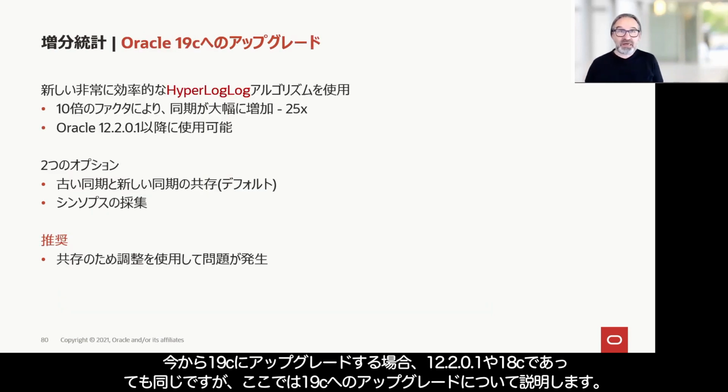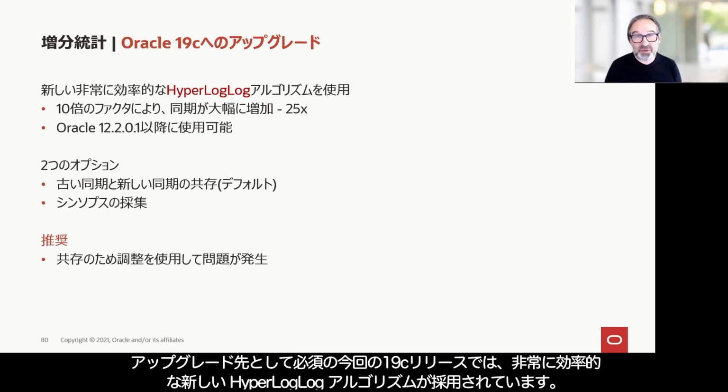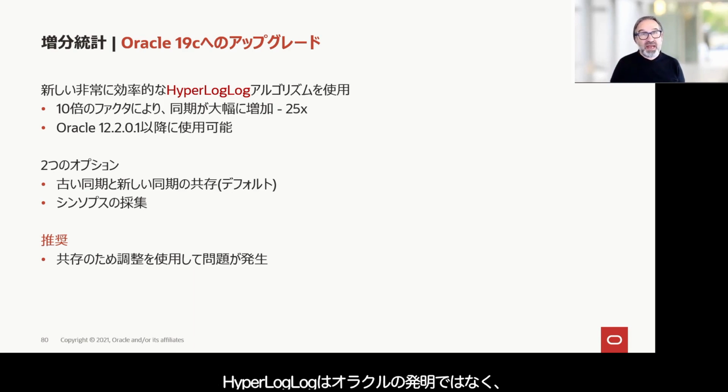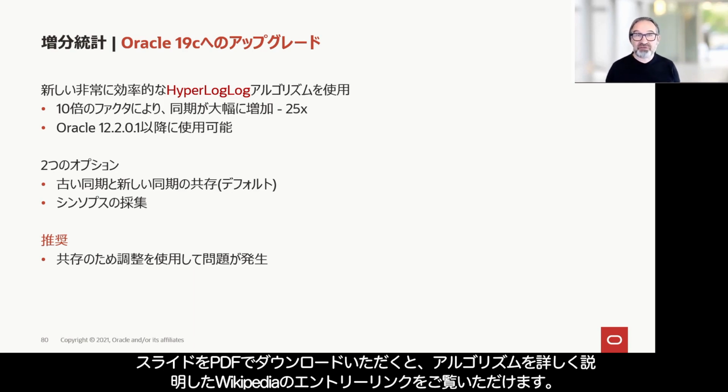When you upgrade now to 19c, the same would apply to 12.2.1 and 18, but we talk about upgrades to 19c because this is the release you all need to upgrade to. Then we have now the new, highly efficient HyperLogLog algorithm. And HyperLogLog is not an invention from Oracle. It's a known algorithm. If you download the slides as PDF, the link will get you to a Wikipedia entry explaining the algorithm a bit more.